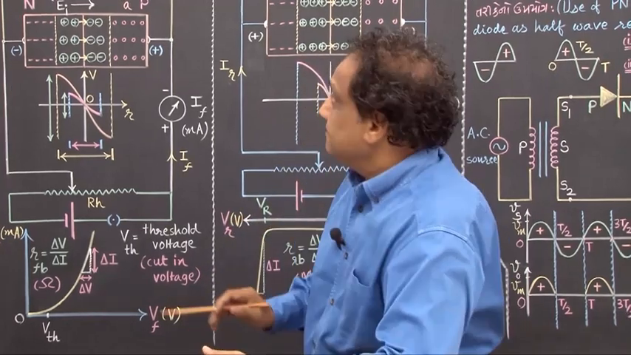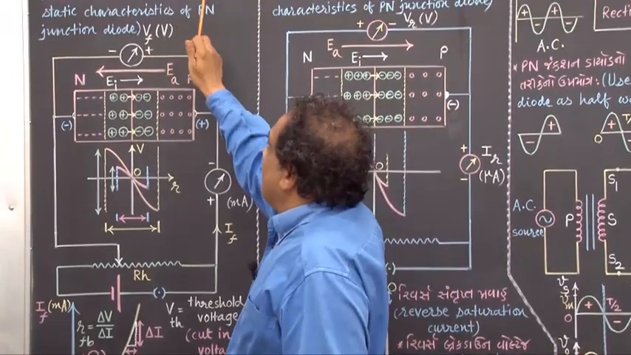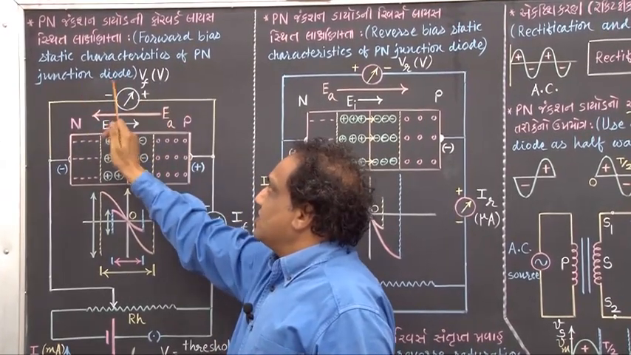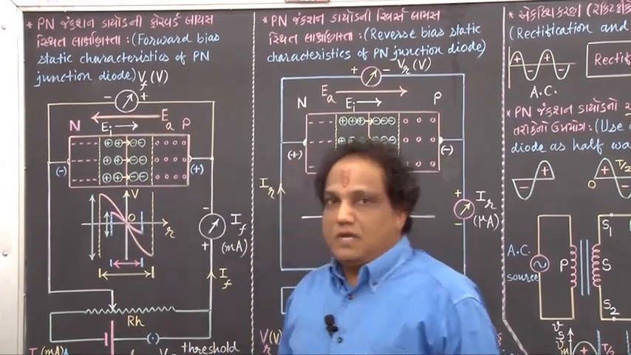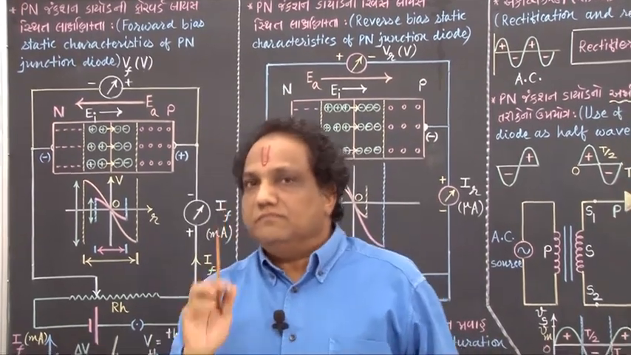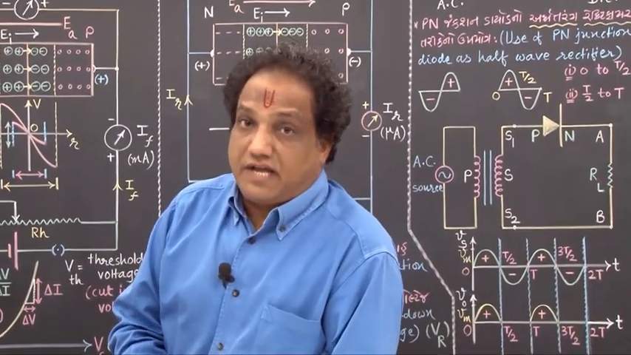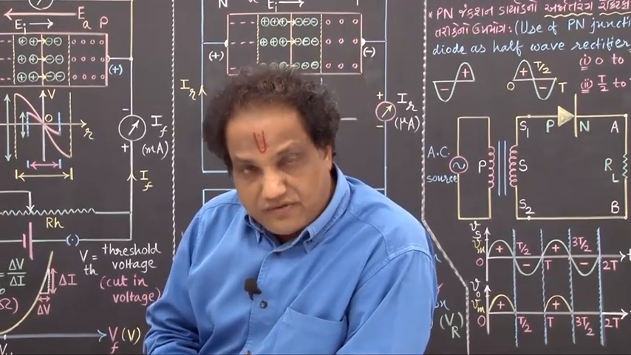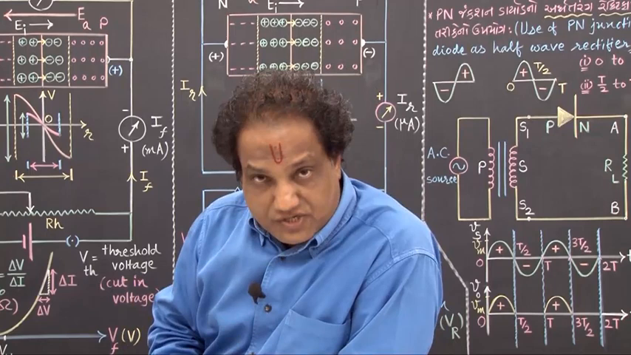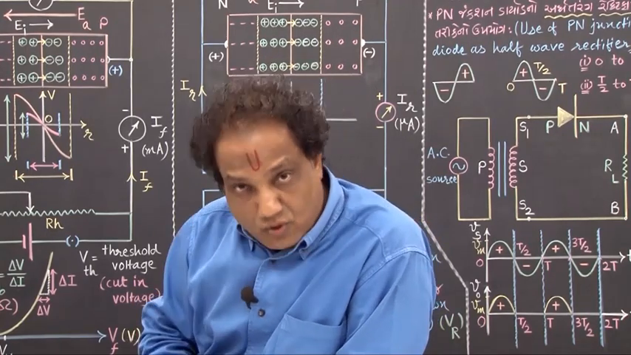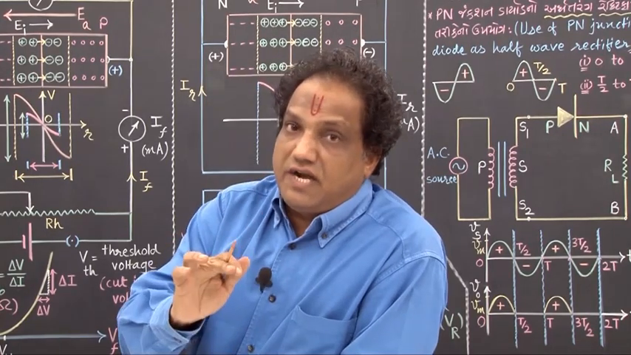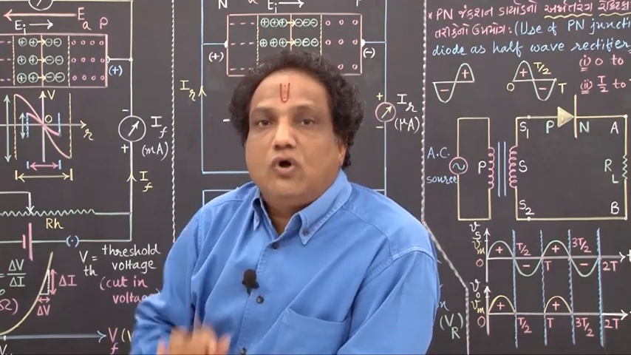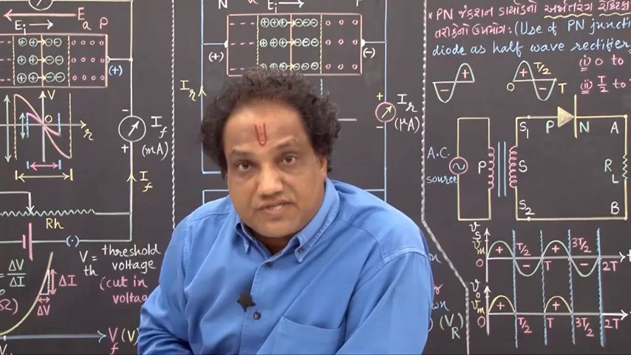Look at the title: forward bias, static characteristics of PN junction diode. First of all, what do we mean by static characteristics? If you plot a graph of current versus voltage for a PN junction diode without connecting any resistance with it, then it is called static characteristics.